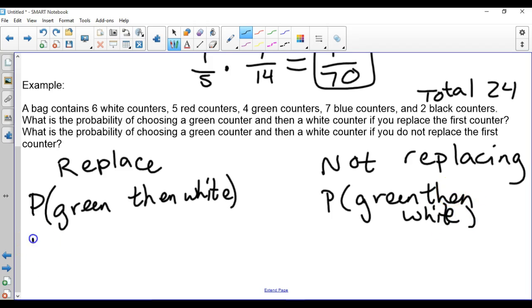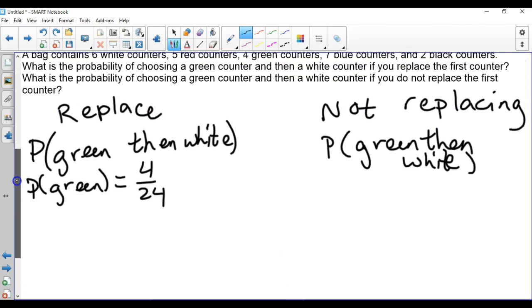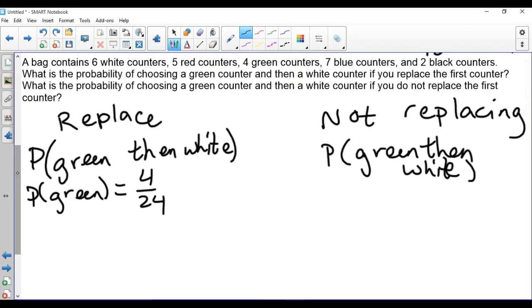So individually, the probability of picking a green. There are 24 counters total, and there are 4 green. Both of those will divide by 2, but we want the biggest. They also divide by 4. So this will reduce to 1 over 6.